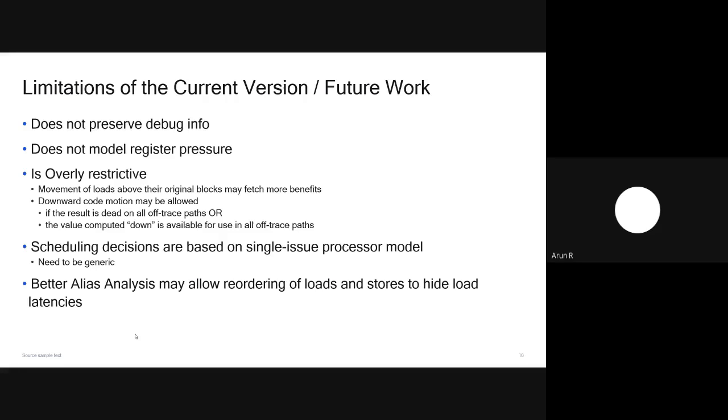So there are many limitations of this work. For instance, in our implementation, we didn't model register pressure, and we also didn't preserve debug information. Also our current implementation is very restrictive because we don't move loads and stores across their original basic blocks. In particular, movement of loads above their original basic blocks may fetch more benefits.